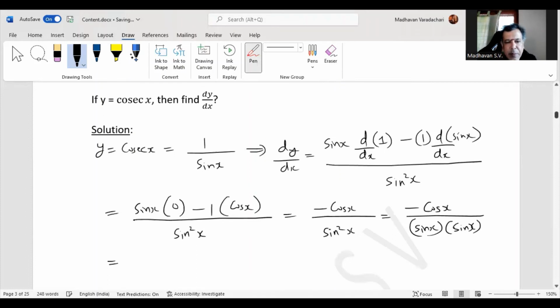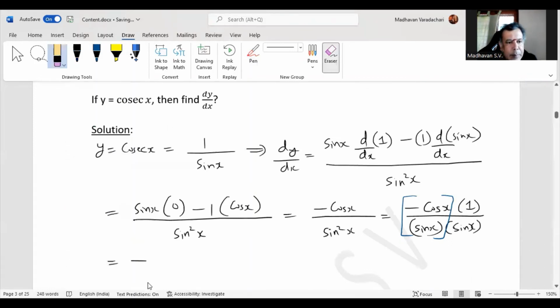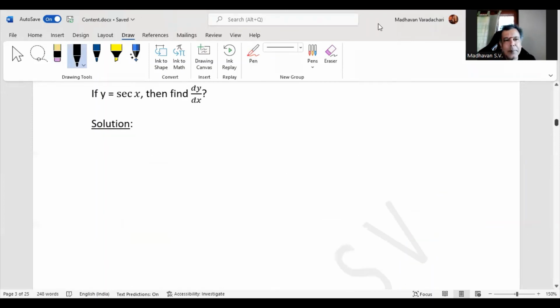So cos x by sin x is nothing but, we are considering this together, and then here we'll be considering 1 over sin x. So if I do that, I get negative cos x by sin x is nothing but cot x, 1 by sin x is nothing but cosecant of x. So that is the derivative of cosecant of x.